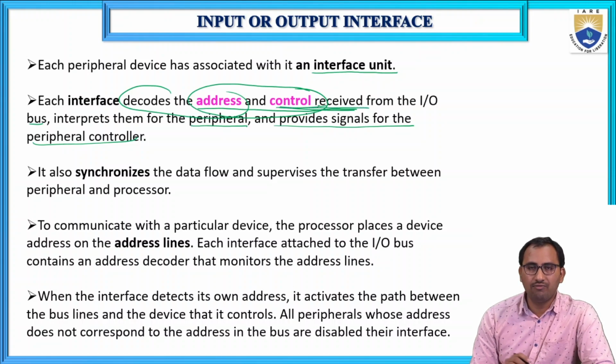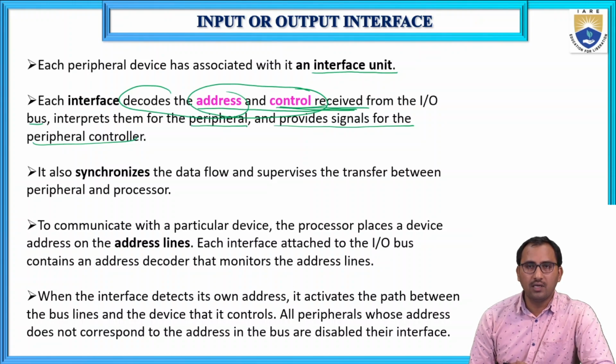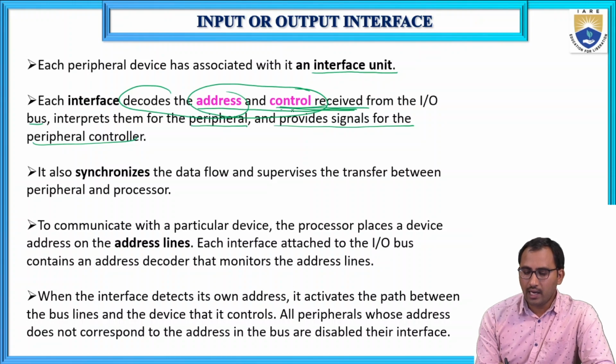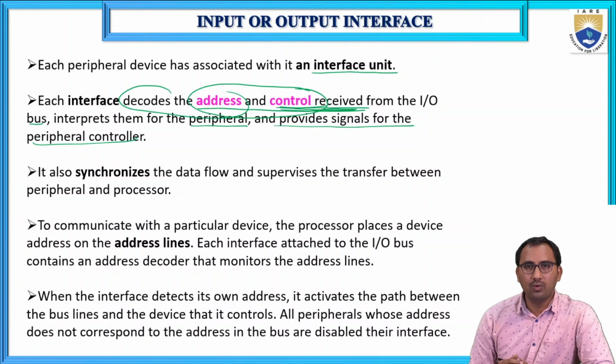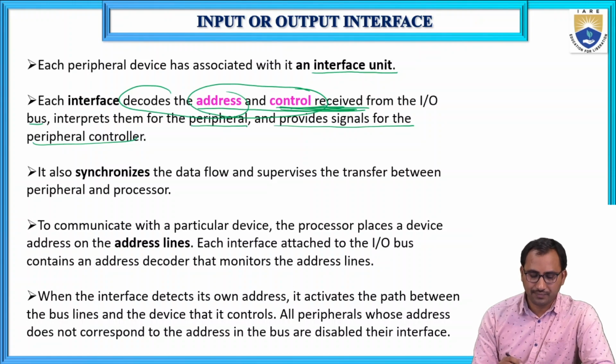So why is the control information required? Because we are performing two types of operation with the IO device. One is the IO read operation and another one is the IO write operation. So for that purpose, we are using control signals, because we need to know what type of operation we are performing, whether IO read or IO write. So we are decoding the control signals.